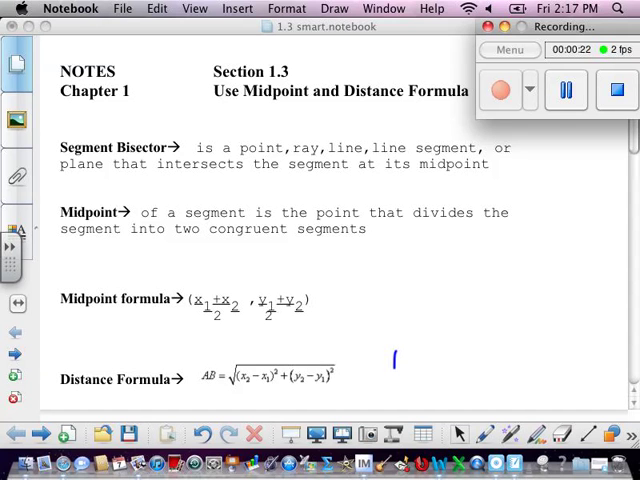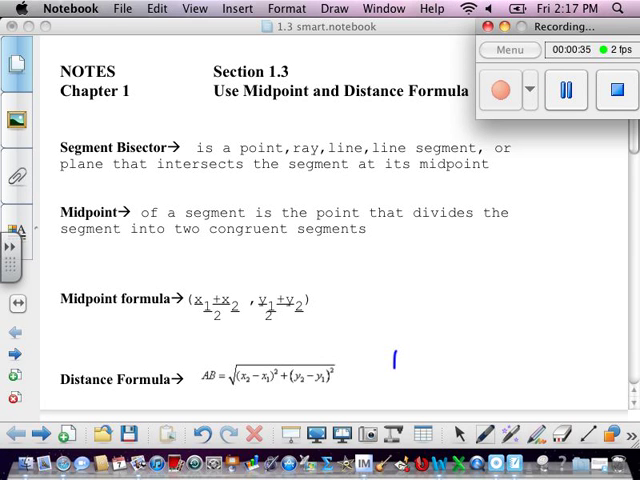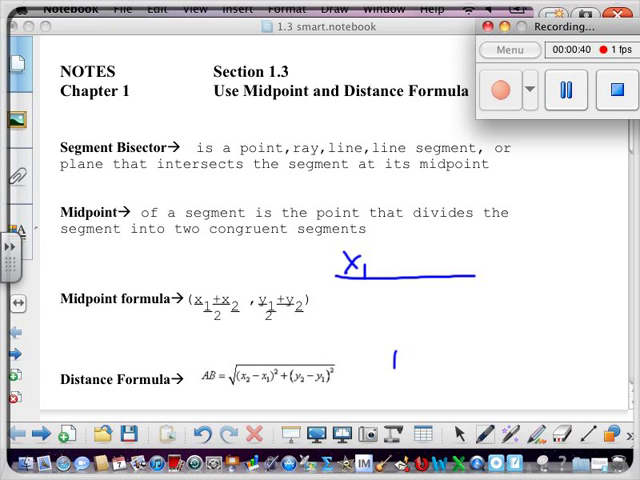A midpoint of a segment is the point that divides the segment into two congruent segments, or divides it in half. Right in the middle. The midpoint formula looks all crazy, so I'm going to write it bigger. It is (x1 plus x2 over 2, comma, y1 plus y2 over 2). It's a point.